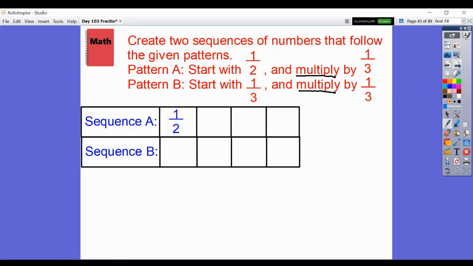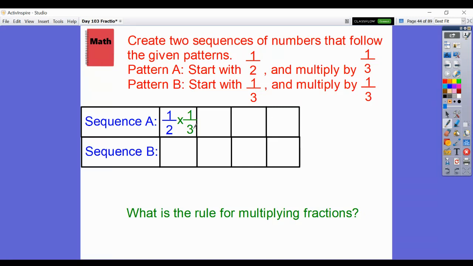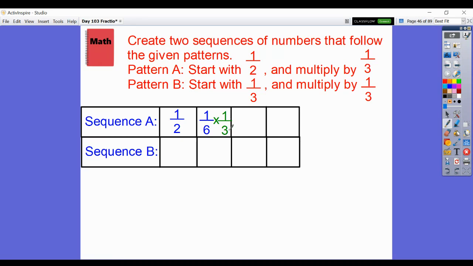All right, let's continue. What are we going to do here? 1/2 times 1/3. Now let's think about this. What do you do when you multiply fractions? That's right. You multiply denominator times denominator and you get 6. You multiply numerator times numerator and you get 1. So 1/2 times 1/3 is 1/6. Let's just repeat the process. 1/6 times 1/3 is what? Oh, so many of you are way ahead of me. You already know that's 1/18 because you know 1 times 1 is 1 and 6 times 3 is 18.